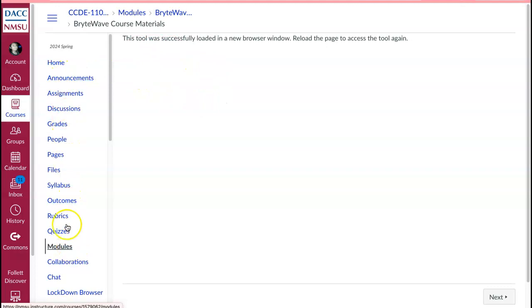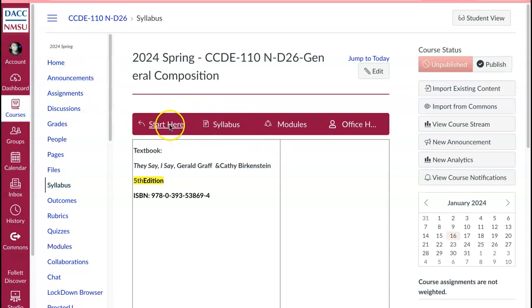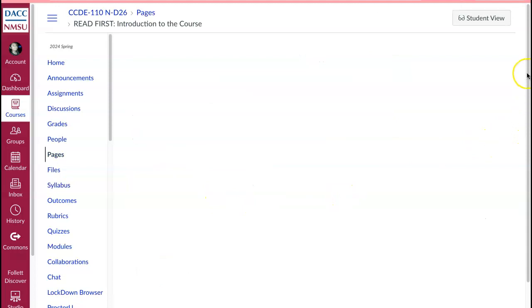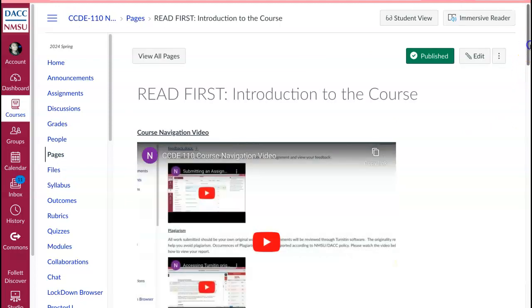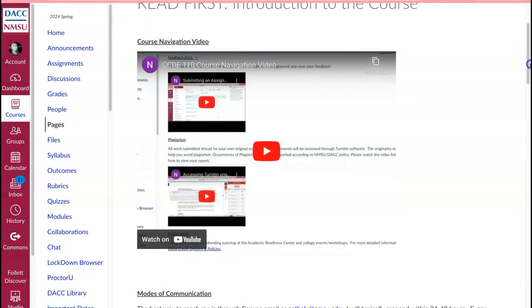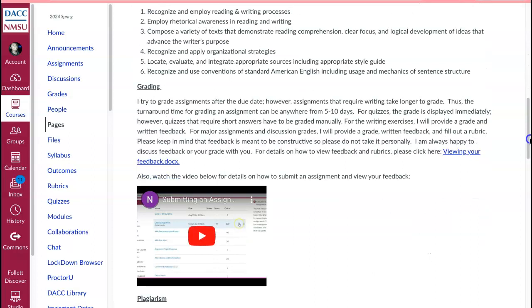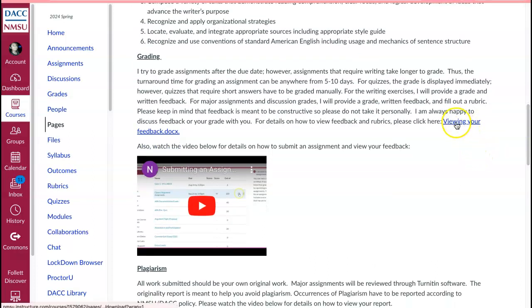So going back to that first module, let me show you how to access it this other way. So you can go ahead and click here, and it has other important information, like for example, it has the course navigation video that you're watching now. It also has the modes of communication. It has a handout to show you how to view the feedback, because I leave feedback in the rubric on the actual assignment, and also in the submission comment box. So if you don't know how to find all that, this tells you how to find it.